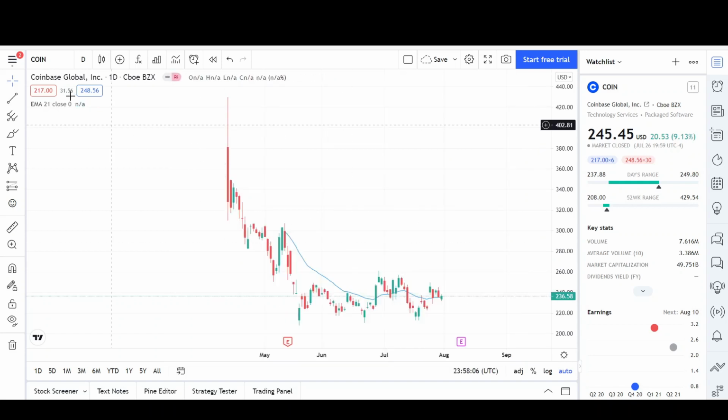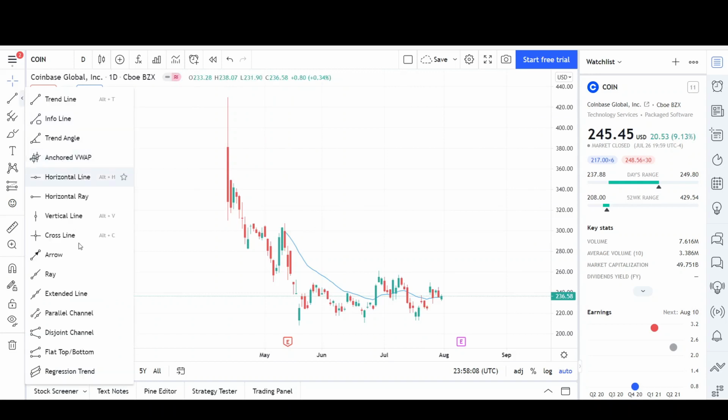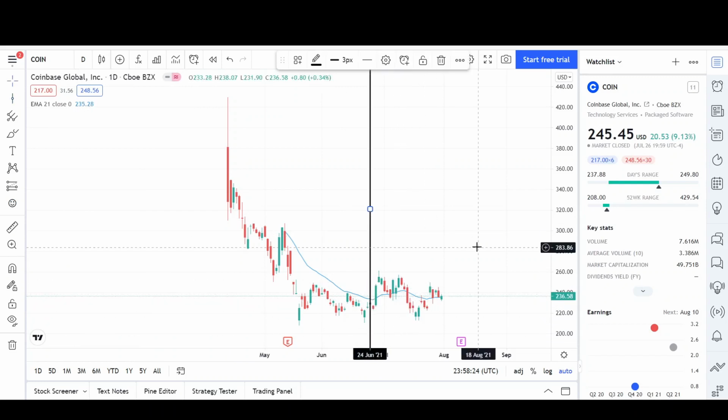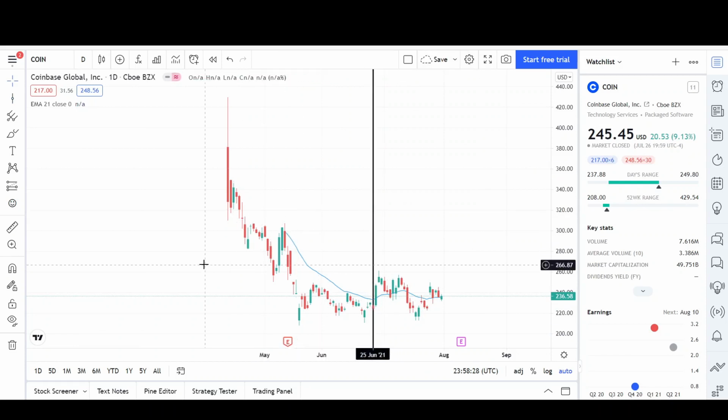So the first thing that I'm going to do is put a vertical line where I left off, which was on June 25th. Everything after that I will be discussing and going into detail. Before I add my drawing tools, I'm going to describe the EMA. The EMA is pointing down here, so that means it's most likely a downtrend, and the EMA is pretty flat here, so that means we're in a range.